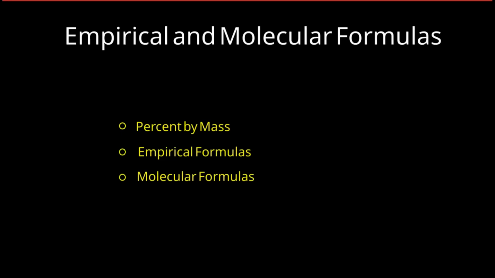Today we're diving into some of the most essential tools chemists use to understand what substances are made of. These concepts help us to figure out the simplest ratios of atoms in a compound. If you ever wondered how we know what a chemical formula like C6H12O6 really means, or how scientists determine what's in a mysterious white powder, this is where it all starts.